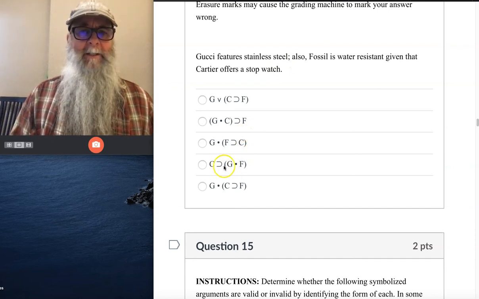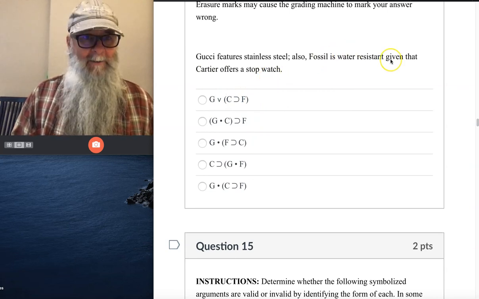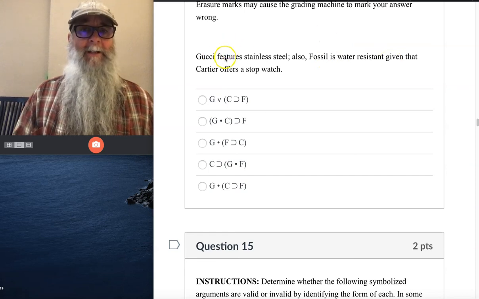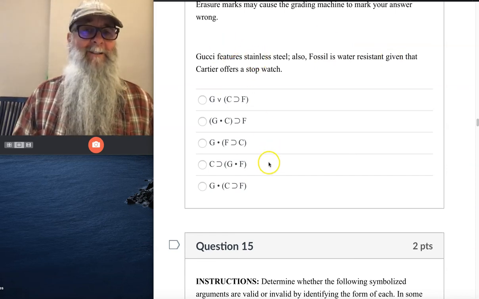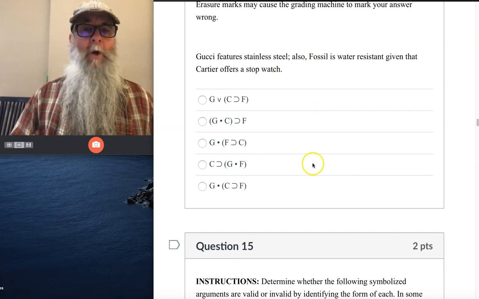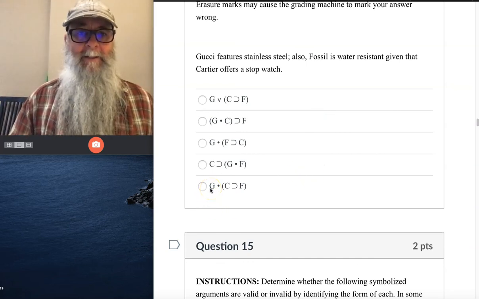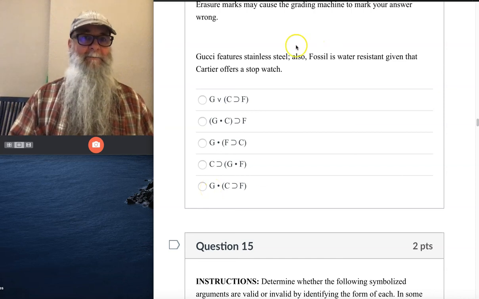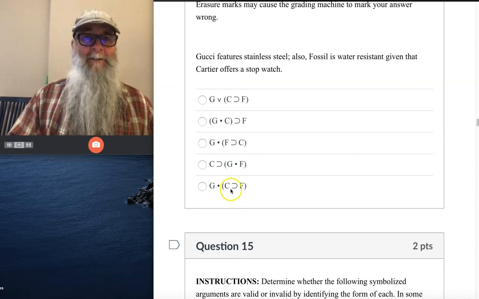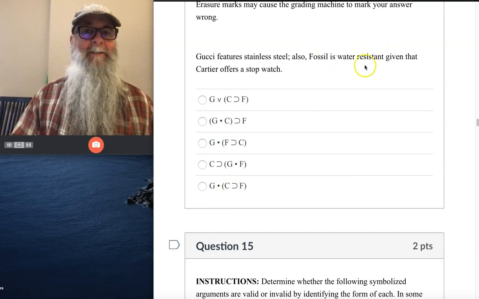This option right here says if C is true, Cartier offers a stopwatch, then Fossil is water resistant and Gucci features stainless steel. Is that what it's saying? In other words, if this C is true, that both of those other things are true? Or is it saying this? Gucci features stainless steel, and also, if Cartier offers a stopwatch, then Fossil is water resistant. Yes, there's your answer right there.